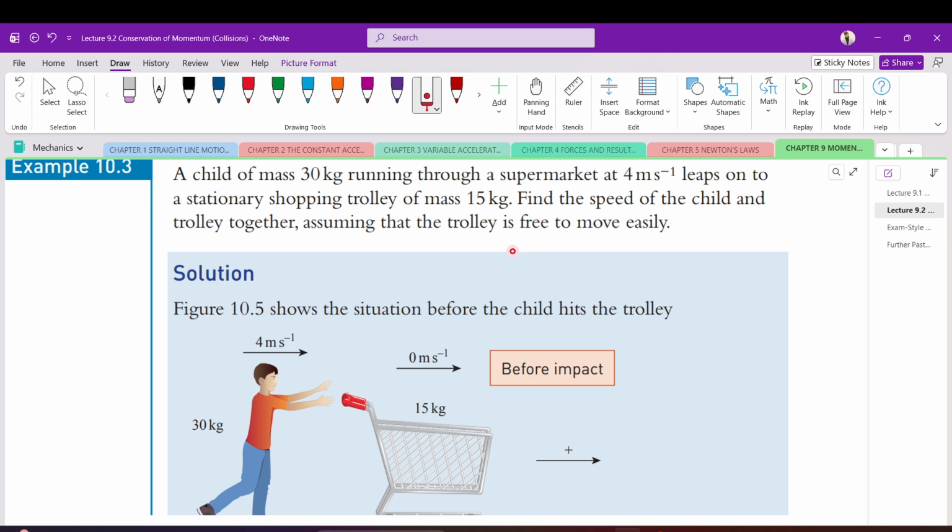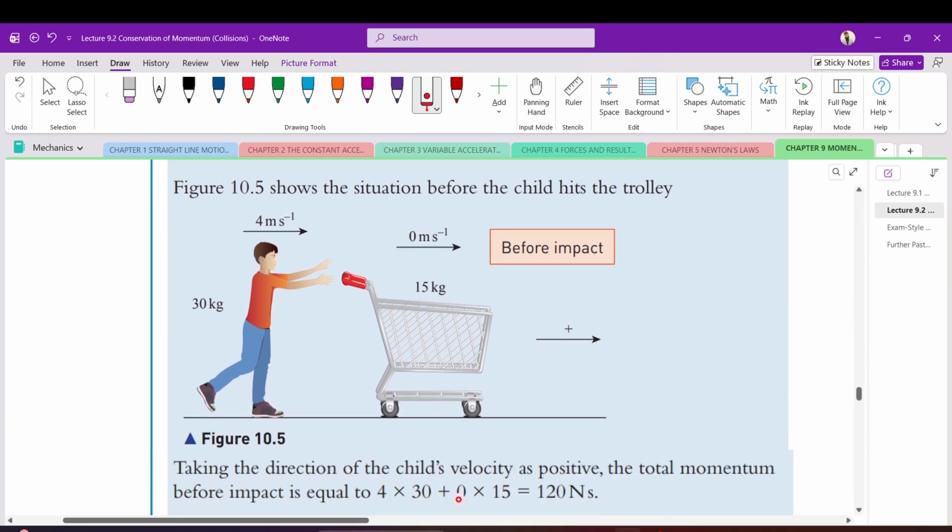There is no resistance. Initially the boy and the trolley were separate, but after impact you could say they have coalesced. We studied this: it means that they have joined together. Now we have a combined mass. So after the collision, you have a combined mass of 45 kg moving towards the right, and you need to find its velocity. 45 kg is 30 plus 15 kg.